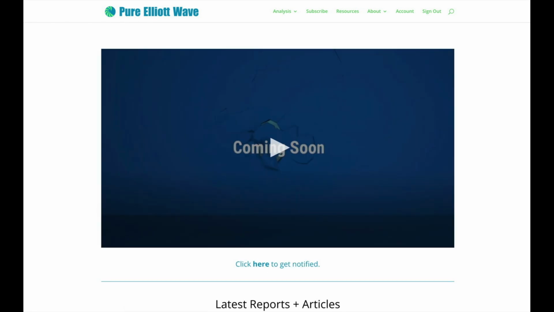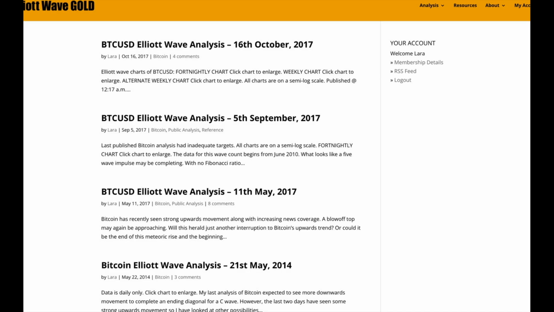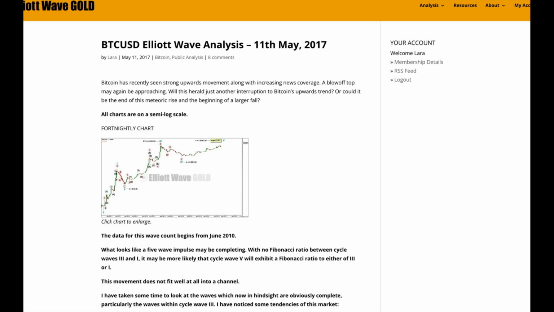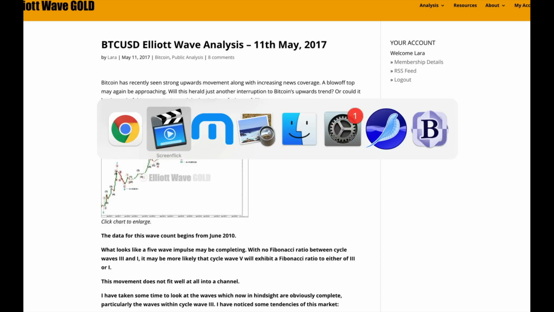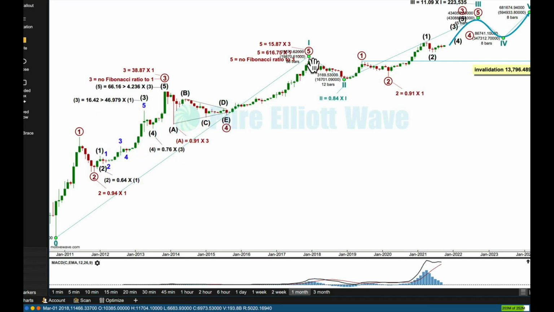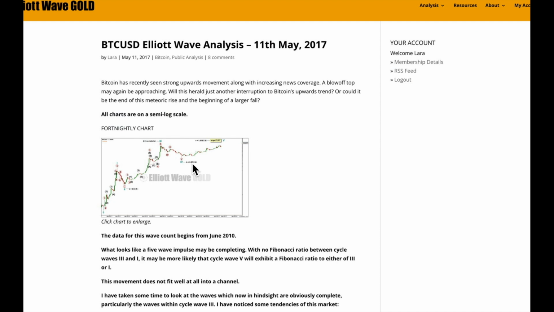Okay, let's jump into looking at Bitcoin analysis. This is my published Bitcoin analysis, the history of it, over on Elliott Wave Gold, my old website. Let's jump back to 11th of May 2017. Before we go there real quick, I'm looking at trying to calculate this target for this fifth wave, which I now have labelled at primary degree. Back in 2017, I had labelled it at cycle degree.